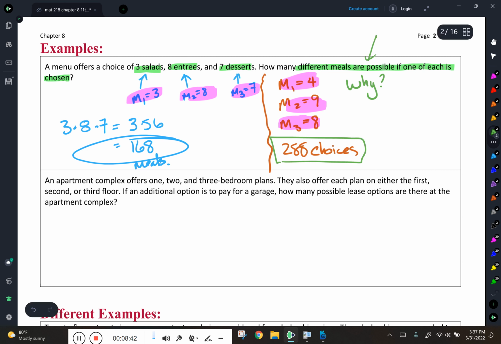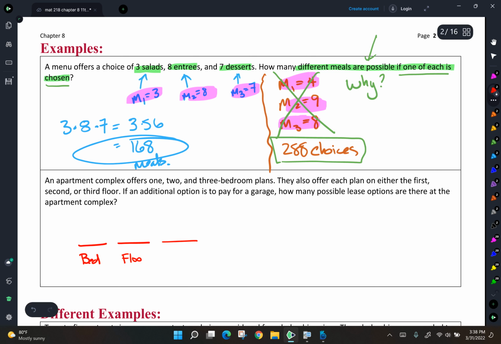All right, an apartment complex offers 1, 2, and 3 bedroom plans. They also offer each plan on either the first, second, or third floor. And if an additional option is to pay for a garage, how many different possible lease options are there at the apartment complex? Well, I'm seeing 1, 2, 3 steps. The first one is going to be bedrooms. How many bedrooms do you want? The second one is going to be the floor. You want first floor, second floor, third floor. And the fourth one is going to be the garage or not.